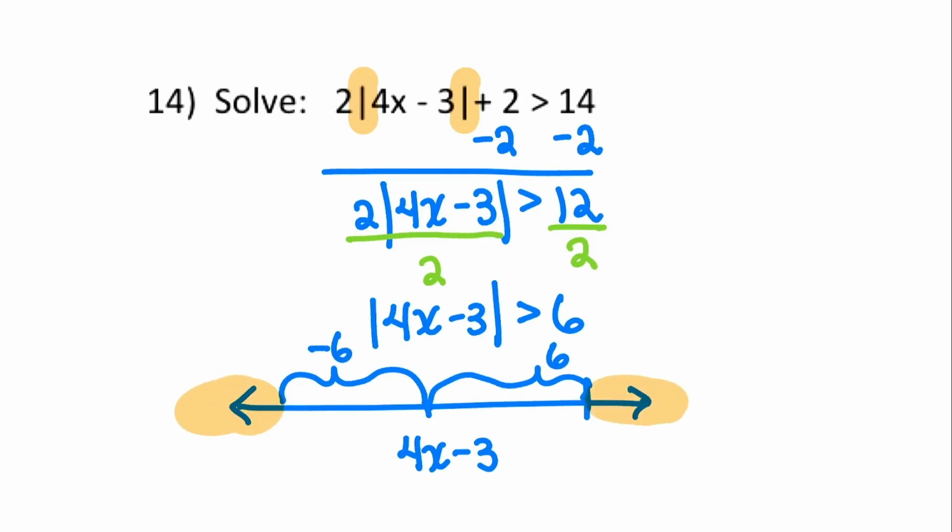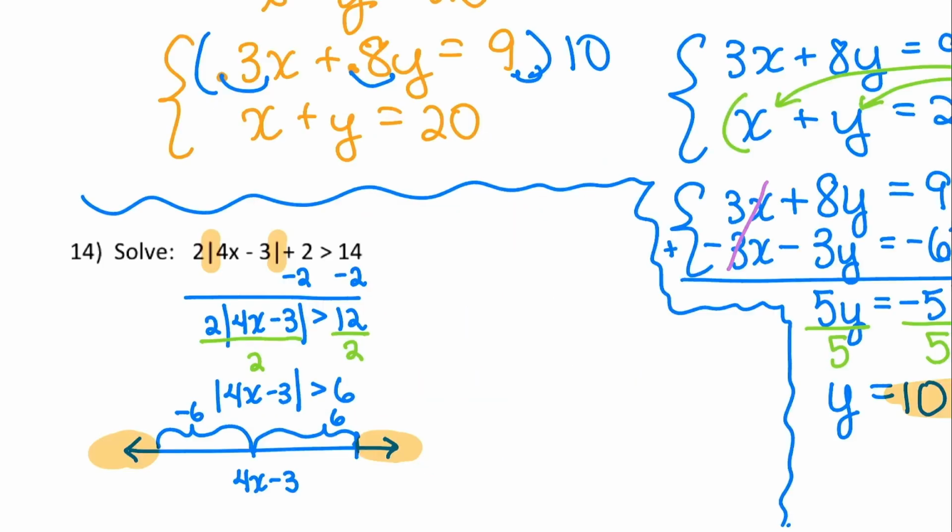So we can set up 2 different inequalities based on what we just found out. Our first inequality is going to be 4x minus 3 is less than negative 6. Our second inequality is going to be 4x minus 3 is greater than positive 6.